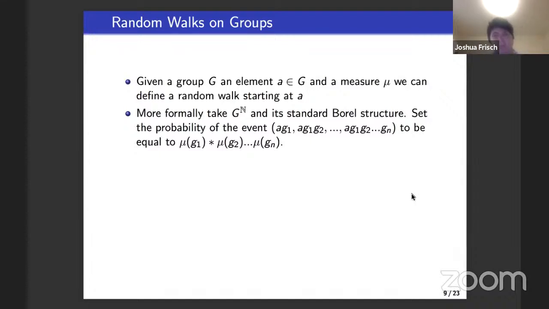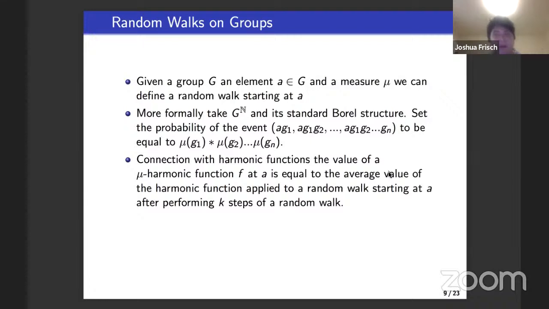Right, so for a random walk, what's the odds of going from A to AG1, and then to AG1G2, and so forth to AG1G2G3...Gn? Well, the odds you take your first step to G1 is mu of G1. The odds you take your second step, sorry, that's supposed to be a product, not a convolution, to G2 is just mu of G2. And so the odds that you do these for your first n steps is just mu of G1 times mu of G2 all the way times mu of Gn.